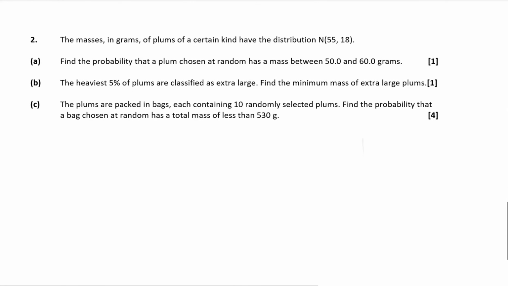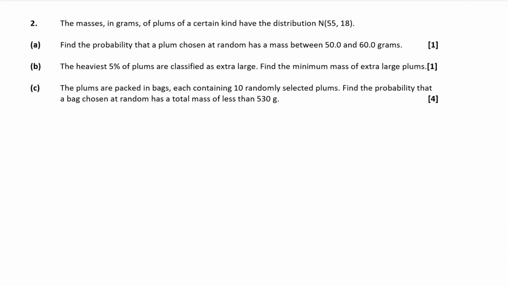Part C was the question that was a lot more difficult. And I'm going to show you 2 different ways that you could approach this. The plums are packed in bags, each containing 10 randomly selected plums. Find the probability that a bag chosen at random has a total mass of less than 530 grams. So now we've got these 10 randomly selected ones. So this isn't the whole population. This is a sample. So I'm not just going to write X, I'm going to write X with a bar across it to show that I'm talking about the sample here.